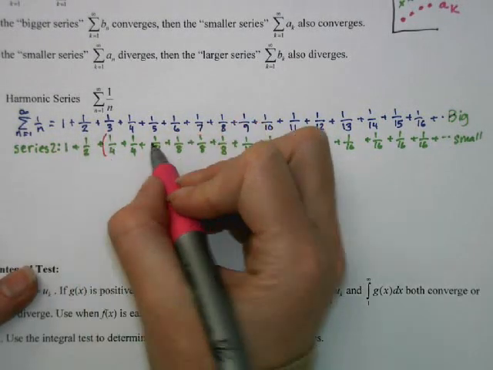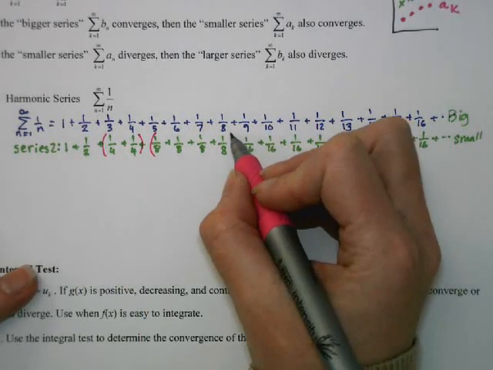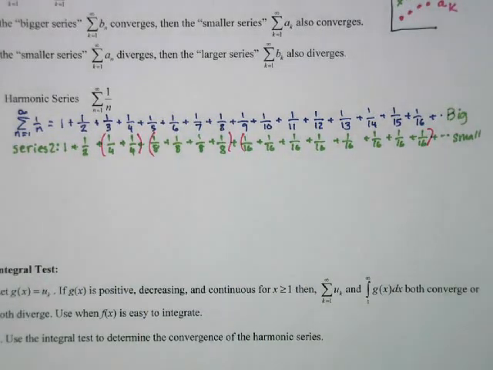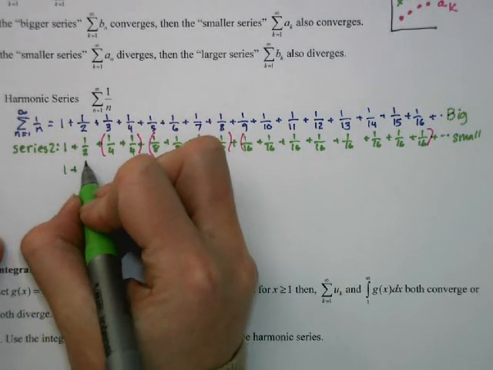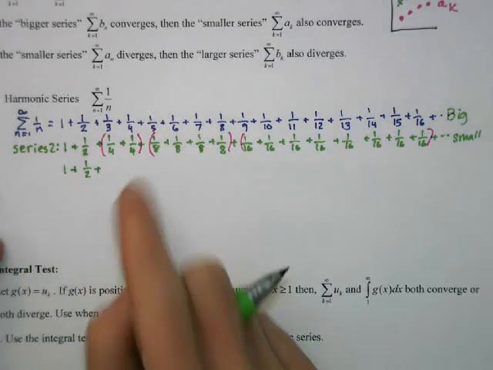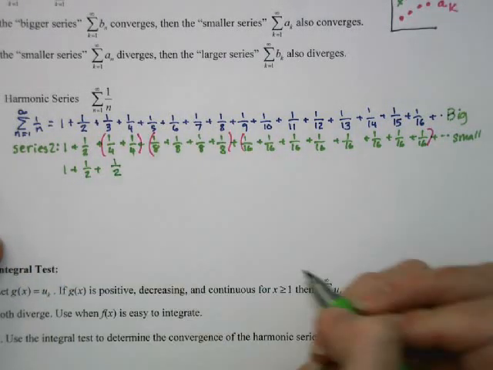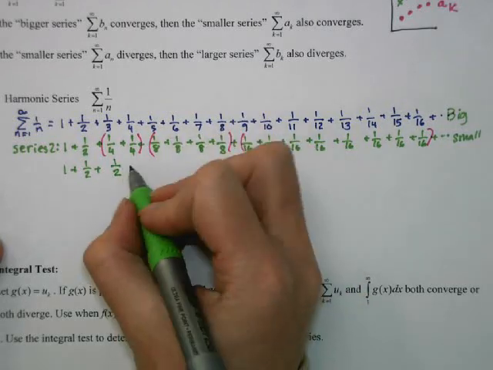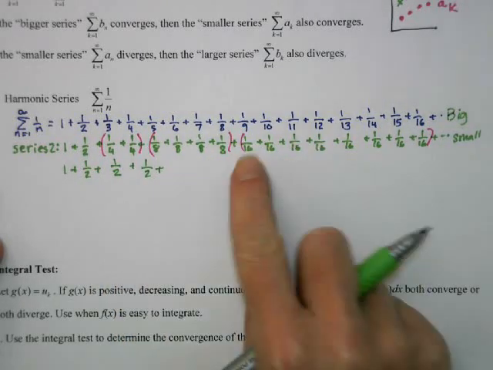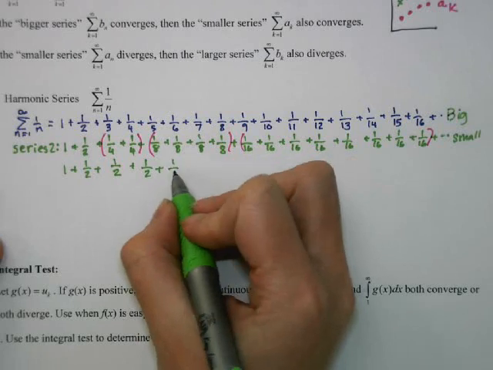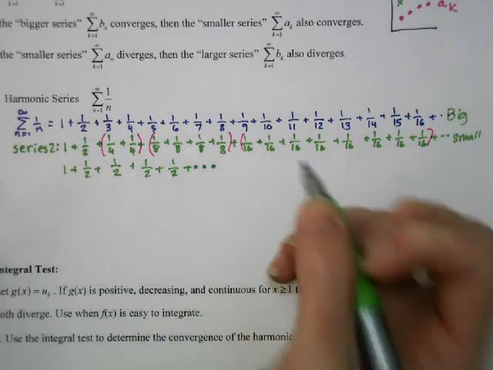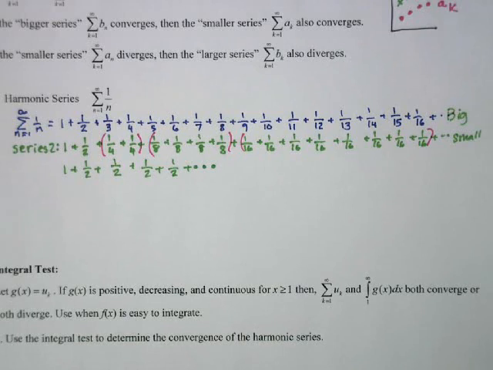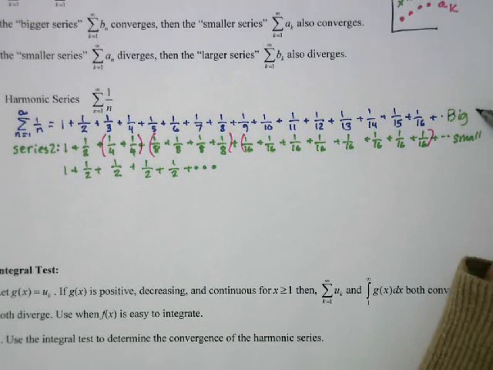If we group the numbers with the same denominator, we've got 1 plus 1/2. 1/4 plus 1/4 is 1/2. Four 1/8s is 1/2. And all of these 16ths add up to 1/2. Well, I'm adding an infinite number of 1/2, so that series is just going to keep growing bigger and bigger and bigger, which forces the bigger series to also diverge.